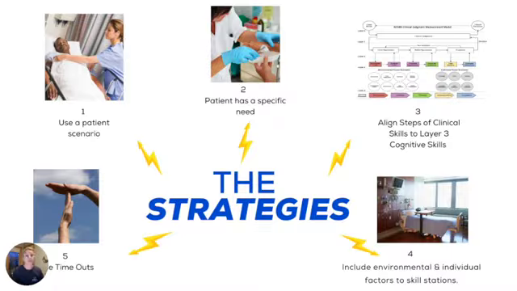The third thing that you want to do is align those steps of the clinical skills in layer 3, those cognitive skills, line them up with each activity your patient is doing. So just like I did, what are the cues you're going to look for that are going to indicate that potentially a catheter is needed, or a blood pressure recheck is needed, or a medication should be administered? What are the cues that they should be recognizing? And then how are they putting those cues together to formulate what the problem is?